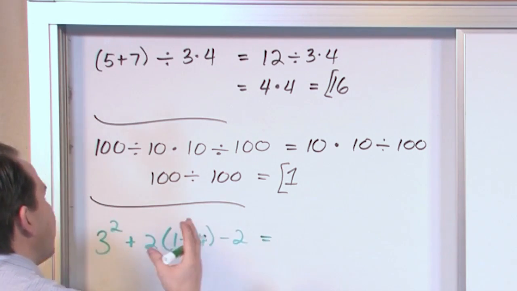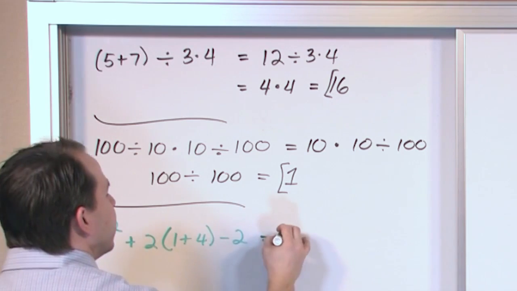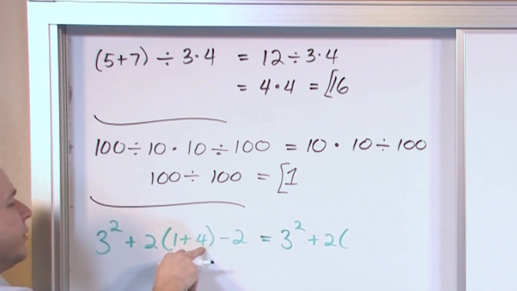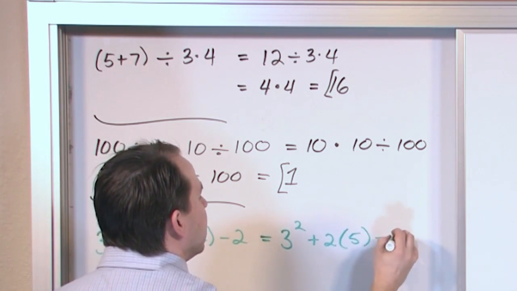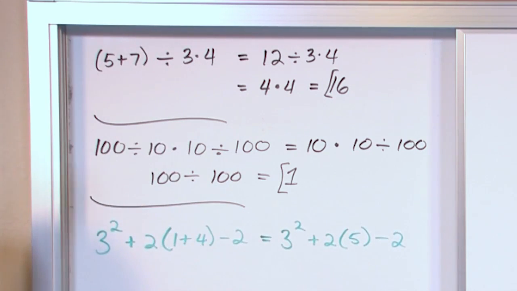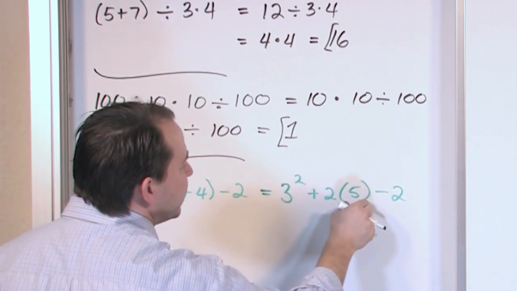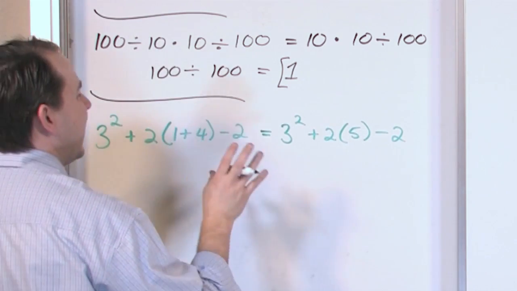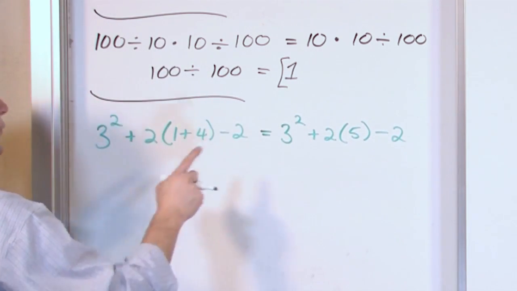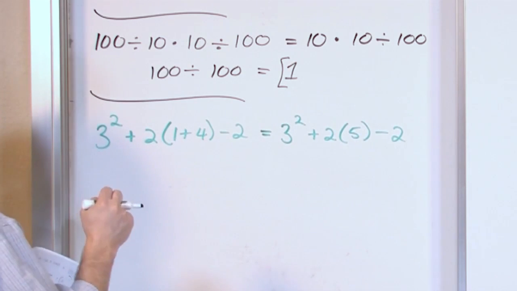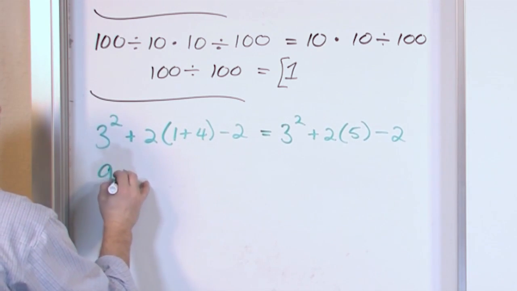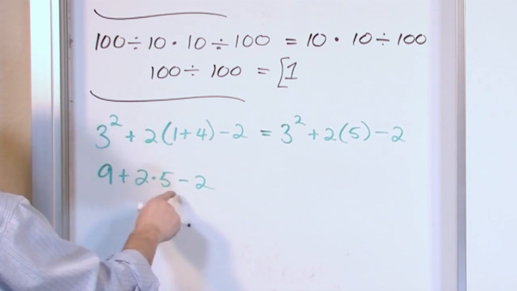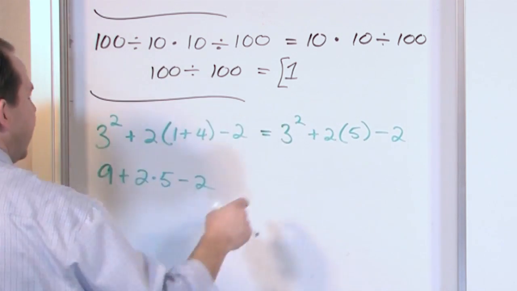So the first thing to do is look for parentheses. We see we have a parentheses here, so we'll just rewrite the rest of the problem and do inside the parentheses first. 1 plus 4 is 5. Everything else is rewritten. Now this is a parentheses, but there's nothing to do. It's just a number, so this is really just multiplication. So the next thing we do is we look for exponents. Here's an exponent. 3 squared, what do you think that's going to be? 3 times 3 is going to give us 9, plus 2 times 5 minus 2. So I'm just rewriting, taking the parentheses out because it's just multiplication now.